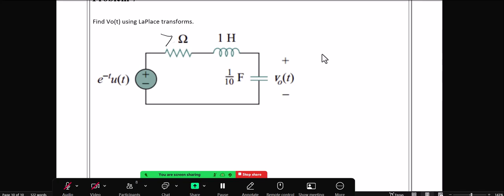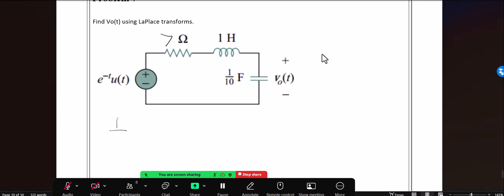So we take the Laplace transform of e to the minus t. Can anybody tell me what the Laplace transform of e to the minus t is? 1 over s plus 1. So that'll be our voltage source.